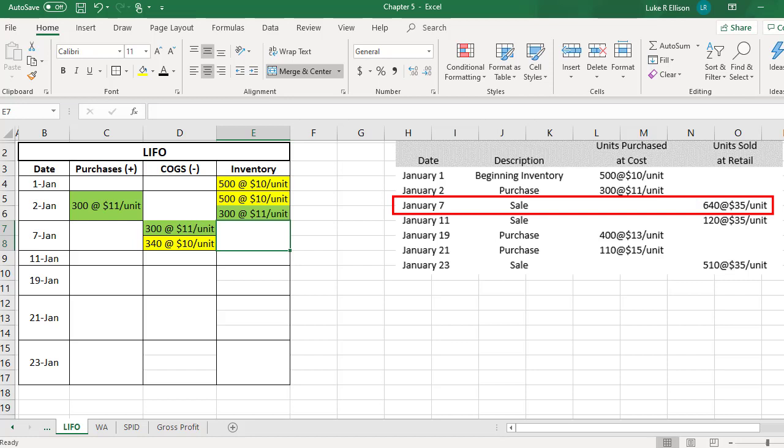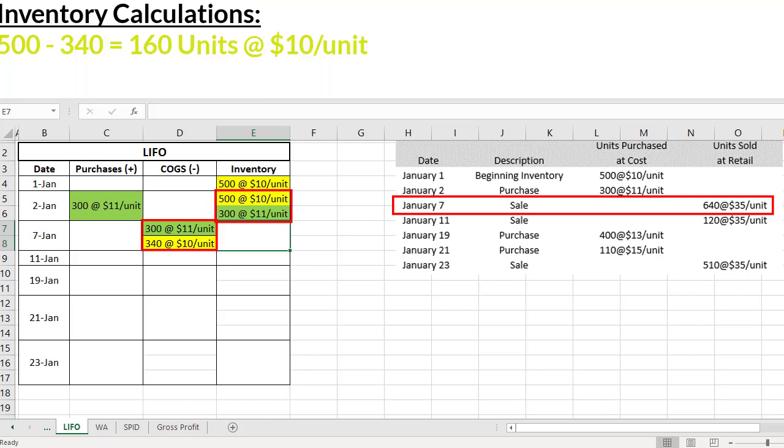Now we need to calculate the January 7th inventory. Since cost of goods sold is a minus, that means we need to take our previous inventory and subtract anything we sold, one layer at a time. So that's 500 yellow units at $10 each minus 340 yellow units sold, which equals 160 yellow units remaining.